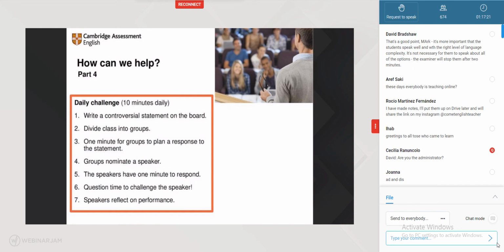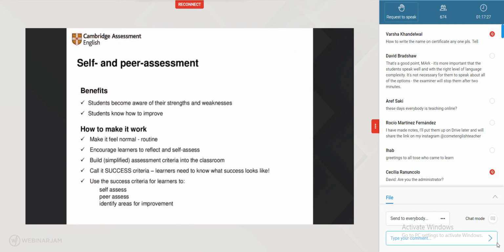And give them the criteria. Give them one person to focus on, and focus on the different criteria throughout the activity. So this is peer assessment. Self-assessment as well if they're recording themselves. The benefits of self and peer assessment are that they become more and more aware of their strengths and weaknesses, and hopefully learn what they need to do to improve.